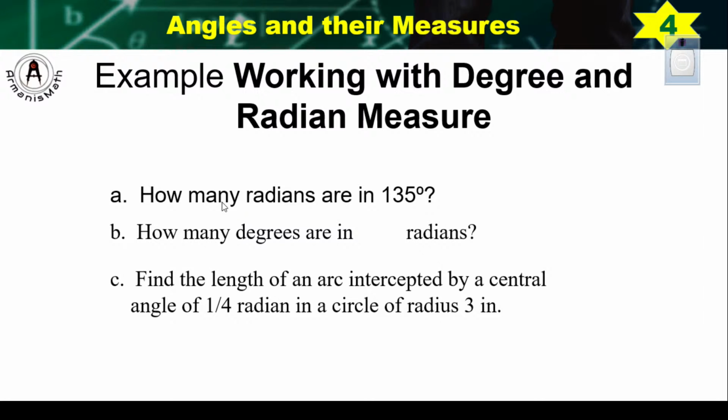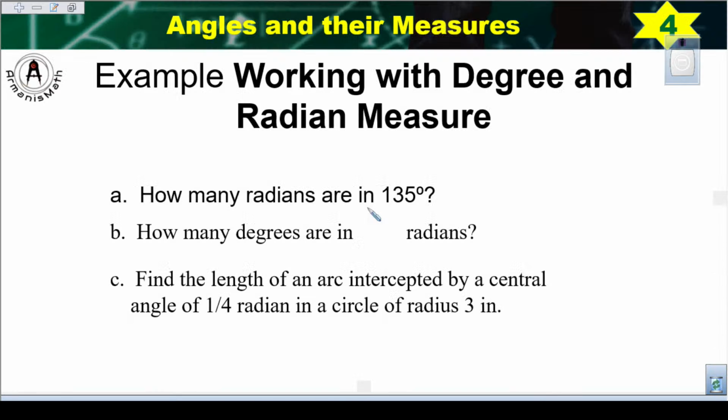We did this one. How many radians are in 135? Does anybody recall? How many pi radians? Basically, we're asking how do you convert from 135 degrees to pi radians. Does anybody remember that? 3 pi over 4.